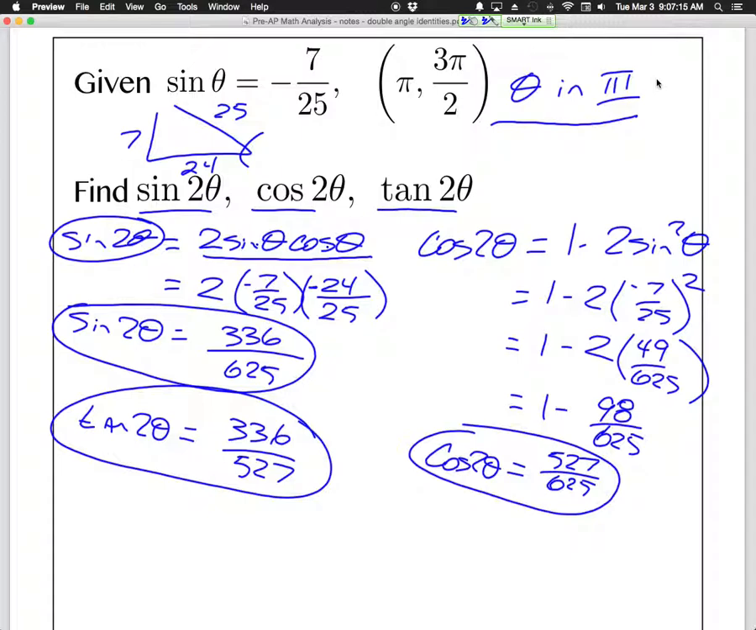Okay? Yeah, and as Kaylee said, what quadrant is 2 theta in? It's in quadrant 1. How do you know that?